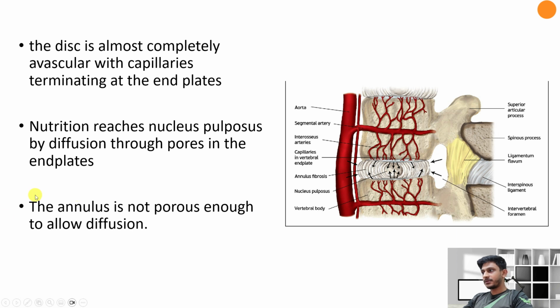And what happens is, when there is sclerosis of these end plates, the arteries cannot reach the cartilaginous end plate to supply the disc, which results in disc degeneration. That's basically how it works.